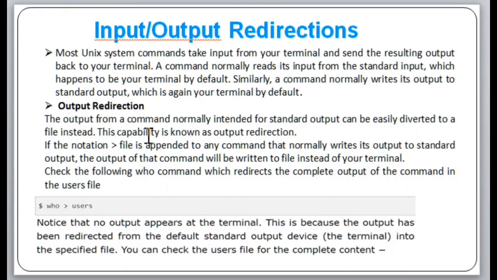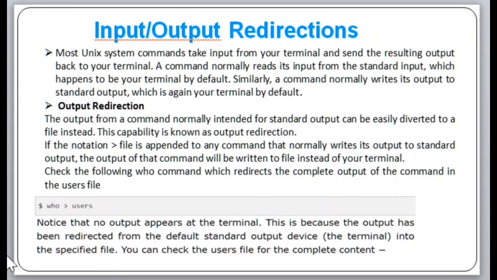Let's take a look at this example down here. If the notation > file is appended to any command that normally writes its output to standard output, the output of that command will be written to the file instead of your terminal. When we look at this example, we see who, which is a command, is redirected to this file users. Its output would normally come back to the terminal and show us the result of this command, but instead, this greater than sign is directing it to the file users. So the output from who is getting redirected to users.